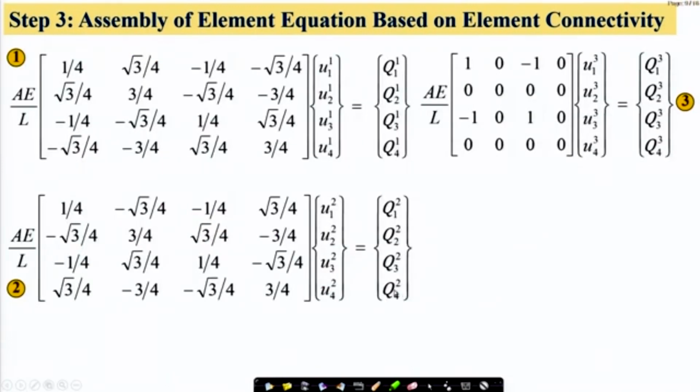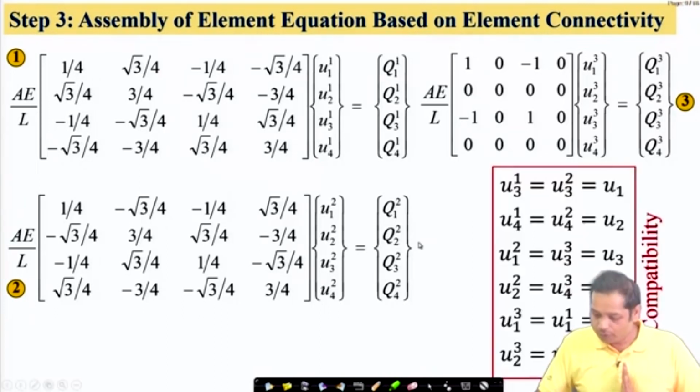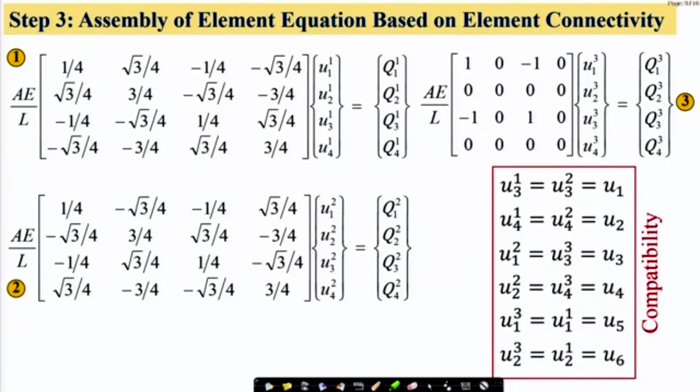So these are the equations we have for all the elements, right? And we also know this is the compatibility condition. Now look at these stiffness matrices that are written. Look at these expressions and variables: the degrees of freedom are written with respect to the degrees of freedom at the element level.